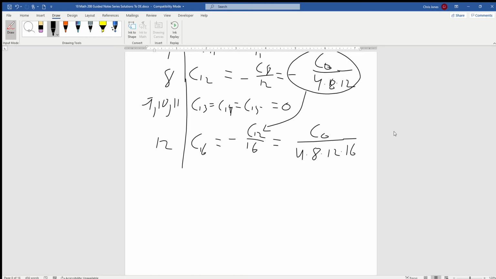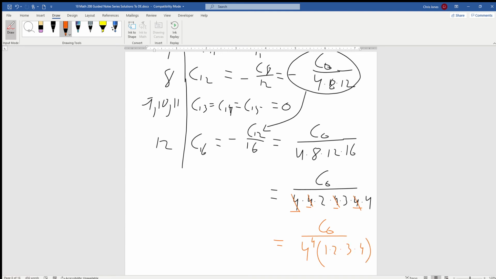All right, here's what we're going to do with this, okay, and this is really sneaky. What we're going to do is we're going to write this as C0 over, now we know 4 is 4. We know that 8 is 4 times 2. We know that 12 is 4 times 3. We know that 16 is 4 times 4. And what I'm going to do is I'm going to multiply those powers of 4. So another way to write this, and again, this is really sneaky, is 4 to the 4th. So that's 1, 2, 3, 4 fours. And then we're going to have 1 times 2 times 3 times 4 left. All right? And now you can see that that's going to be a factorial.